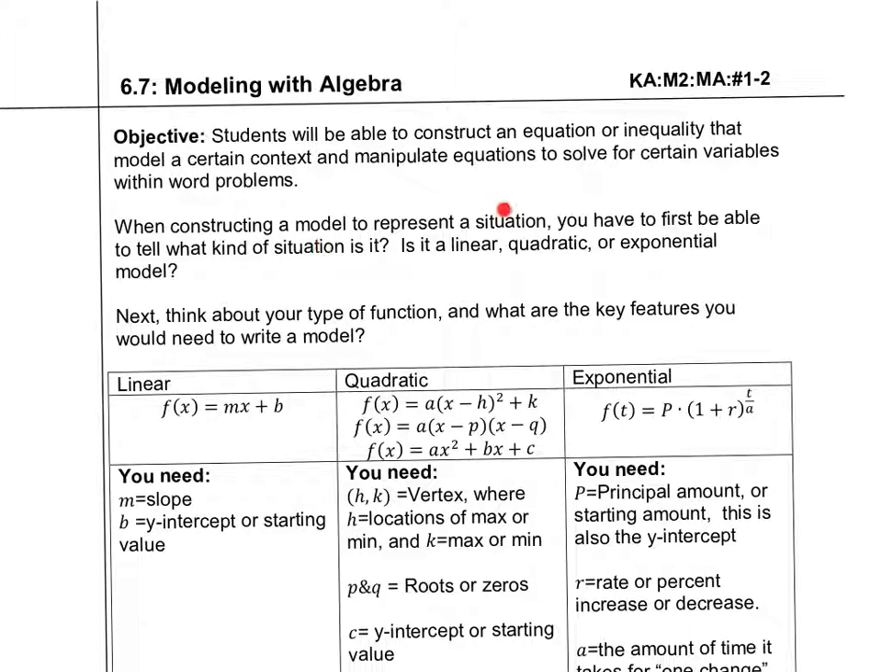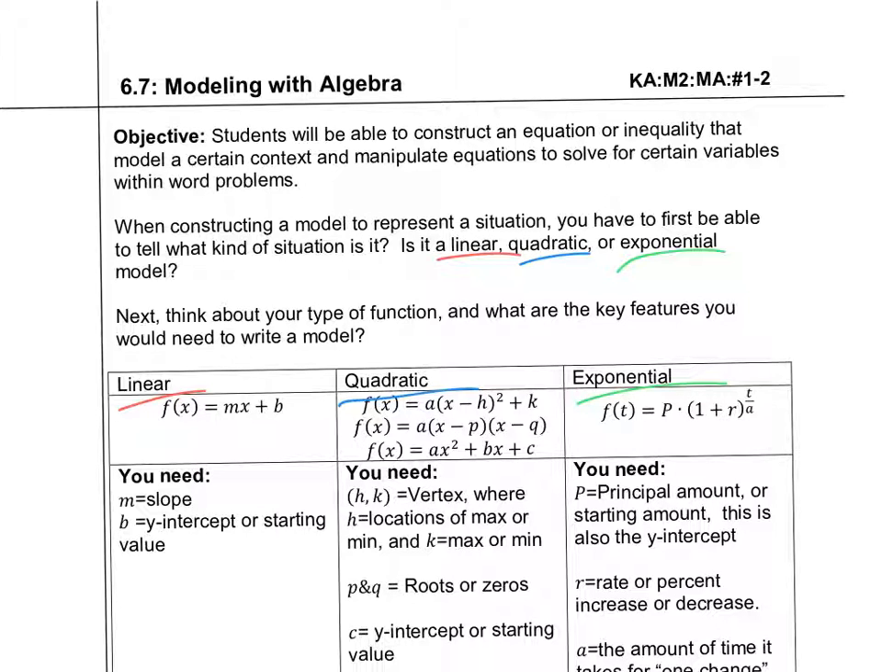Okay, when constructing a model to represent a situation, you have to first be able to tell what kind of situation it is. It is either linear, quadratic, or exponential. You talked about linears when you were in Math 1. We've talked about quadratics in this class in Chapter 3, and now we've talked about exponentials in this chapter. And so you've seen examples of all of these.